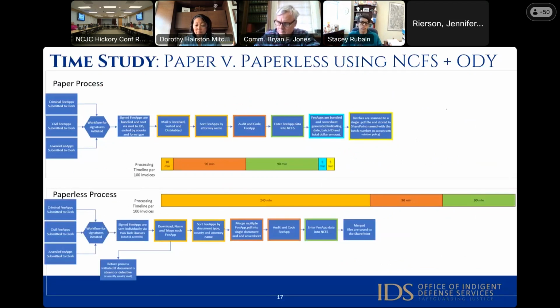This is a time study that gives a visual flowchart representation of the time it takes to process 100 fee apps in NCFS using a paper process, that's this first section here, versus the OASIS or eCourts process. In short, what used to take 10 minutes, and that's this first stage here, color-coded with the yellow, what used to take us 10 minutes now in the eCourts counties takes us 240 minutes. That's that individual retrieving, naming, sorting one at a time.